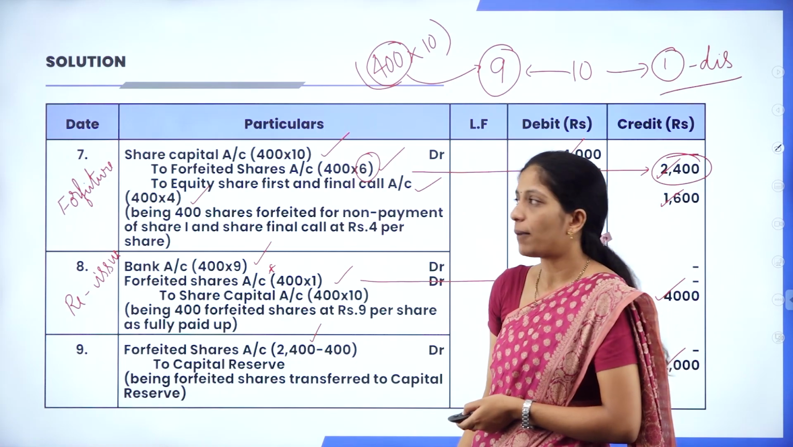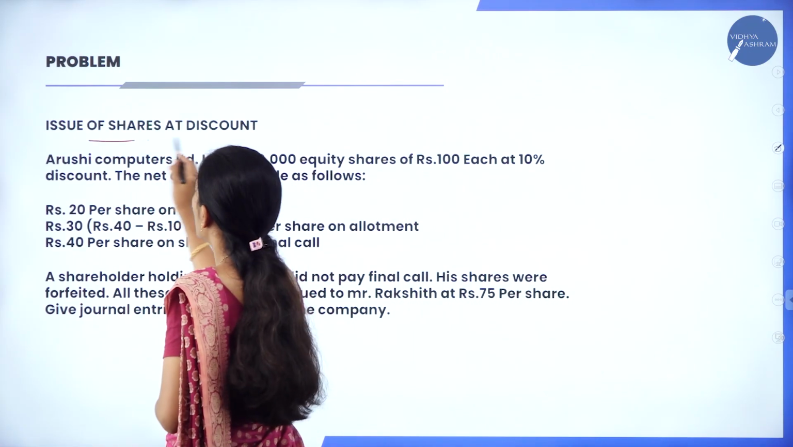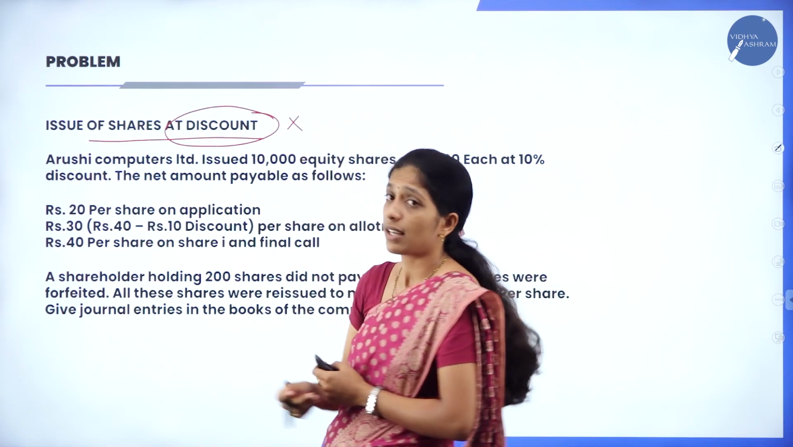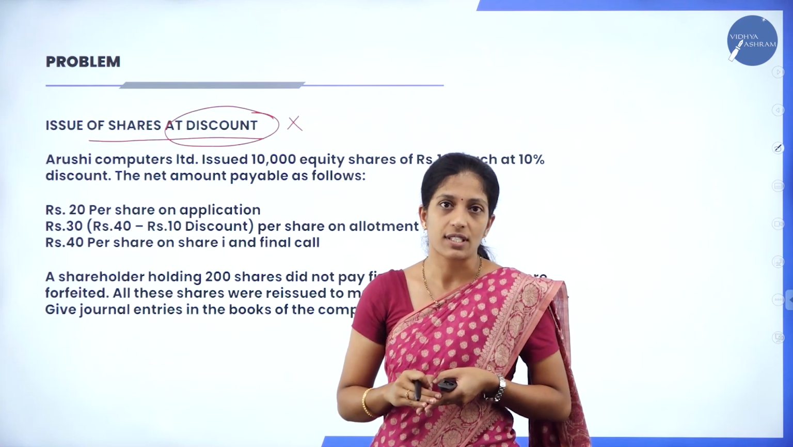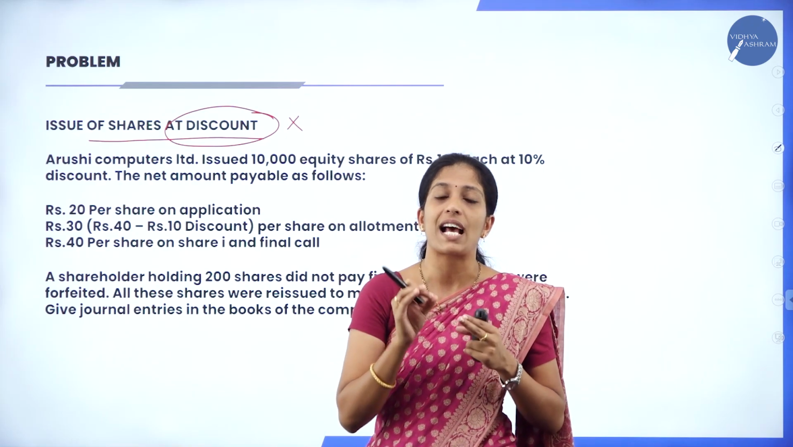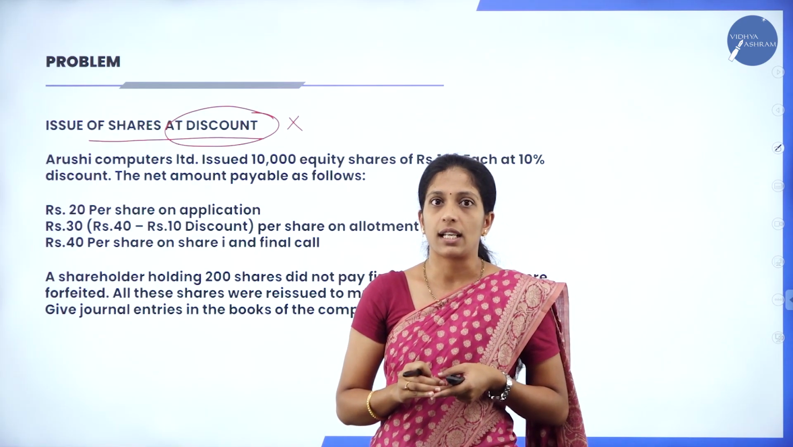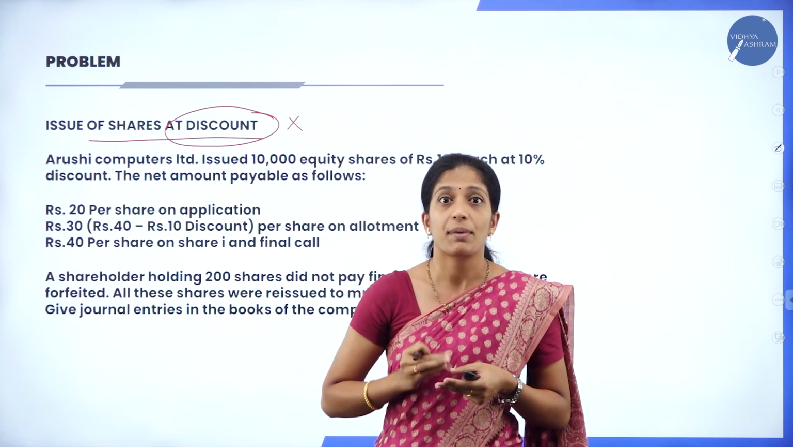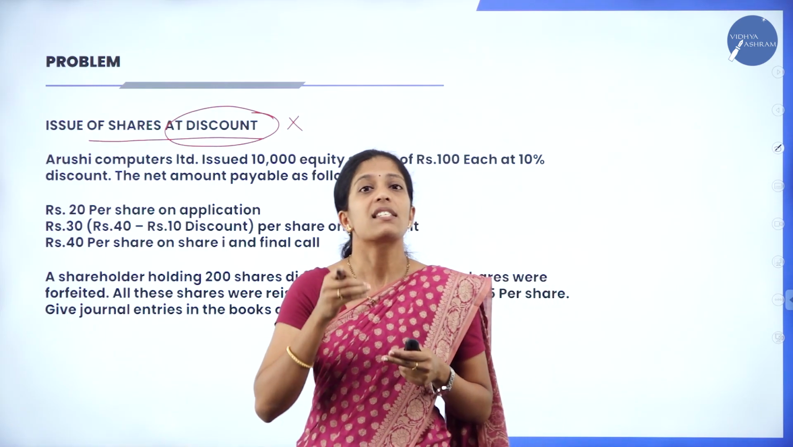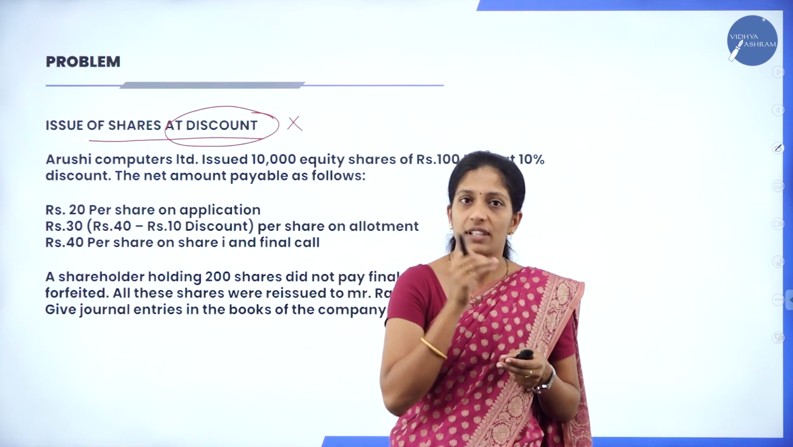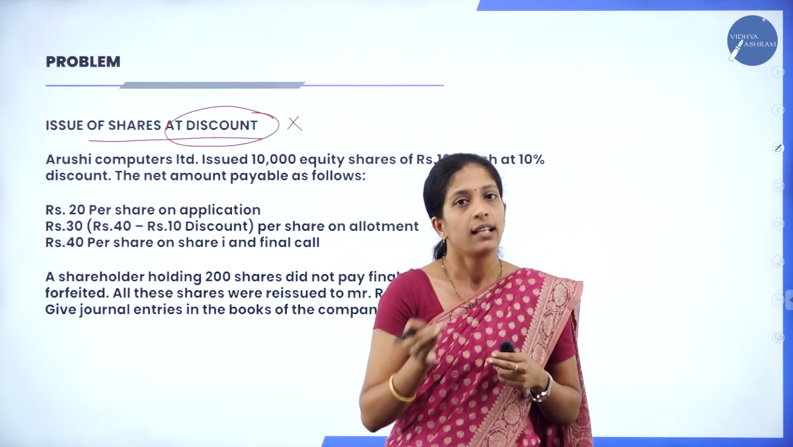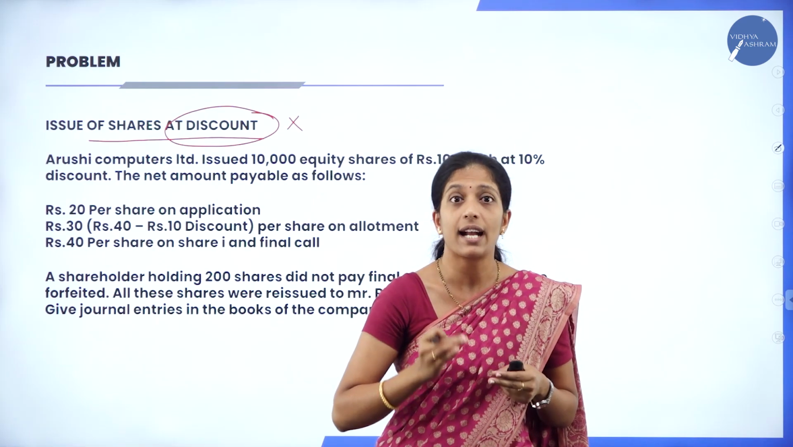Now we shall go through one more problem. So here, issue of shares at a discount. Normally, shares will not be issued at a discount as per the Companies Act 2013. Normally the shares will be issued at premium. But sweat equity shares can be issued at discount. Now what do you mean by sweat equity shares? For the company's own directors or employees, for the work done in the organization, as a bonus, the company can issue certain shares at a discount.